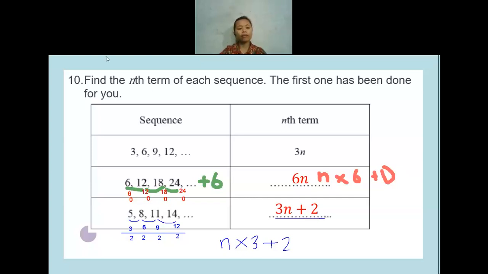Is there anyone having any question, or maybe I talk too fast? Maybe my internet went out, so you got confused. Please let me know whenever you have any confusion. Is there anyone who got confused? No confusion? Okay. If you have no confusion, I will move to question 11.